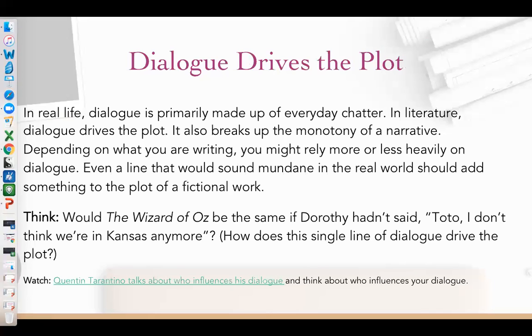So anyway, dialogue drives the plot. We definitely want our dialogue. In real life, it's made up of all the little chatter, but in literature and what we write, it has to drive the plot. One thing I love about Louis L'Amour, for example, is that no matter what happens or what is spoken, it always advances a character, enhances the setting, or advances the plot. Depending on what you're writing, you might rely more or less heavily on dialogue.